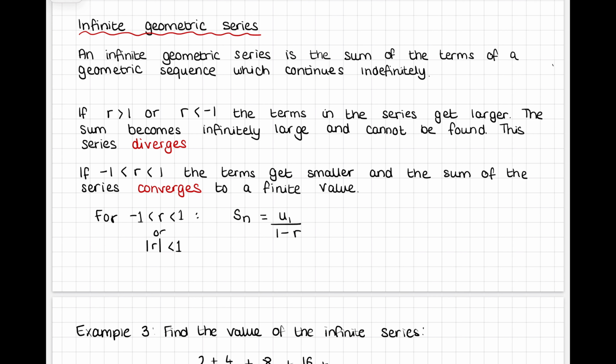So if we do have an r value between negative 1 and 1, so a converging series, then there is a formula to be able to work out what that sum is. And it's this one here, which is Sn equals u1 over 1 minus r. Obviously for when r is greater than 1 or r is less than -1, because it would become infinitely large, the sum ultimately would be infinity if that was possible to get to it.